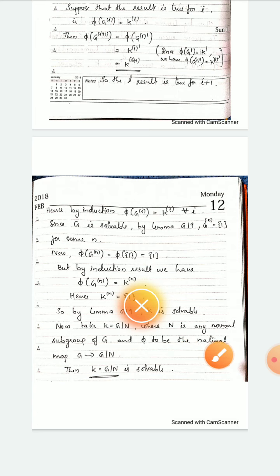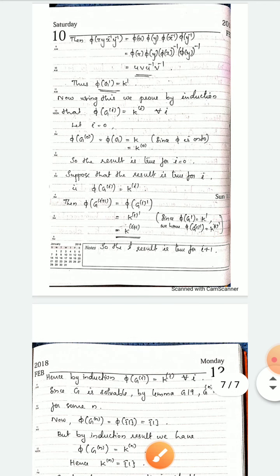And we have taken phi as the natural map G to G by N, the natural map that maps an element small g of capital G to gN. This natural map is a homomorphism, and we have already seen this natural map in the previous theorems. It is onto, which is a surjective homomorphism. We have proved if phi from G to K is a surjective homomorphism, then K is solvable. So G to G by N is a surjective homomorphism. Hence, by this result, we have K is solvable, that is G by N is solvable. So the factor group of G is solvable.